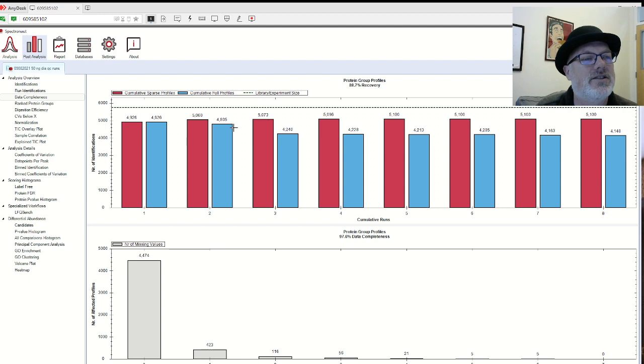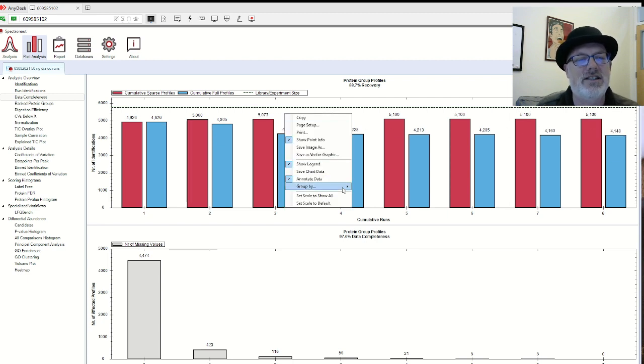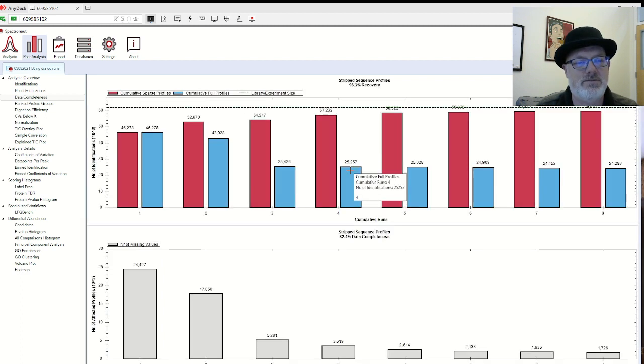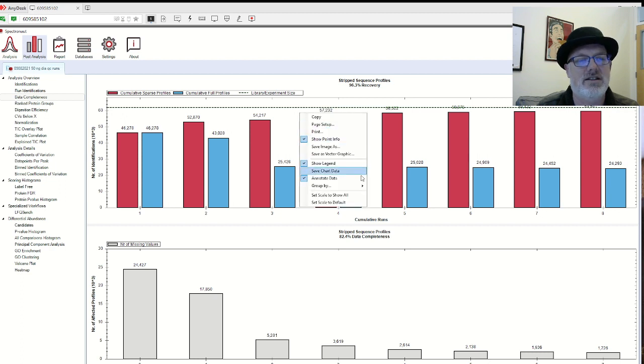Oh, that's interesting. You can see the differences in the proteins. So like full profiles, that's interesting. Anyway, I have some theories about why this is, but you can change the group to strip sequence or precursors, to give you an idea of how consistent your data is.